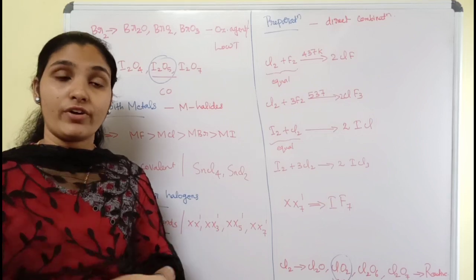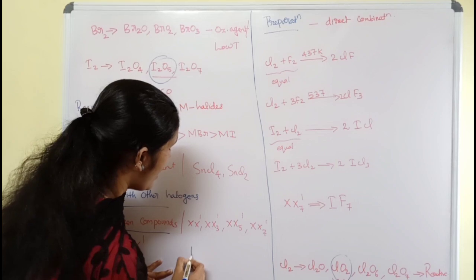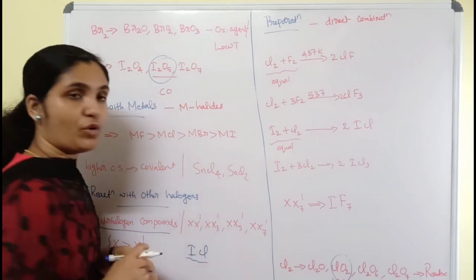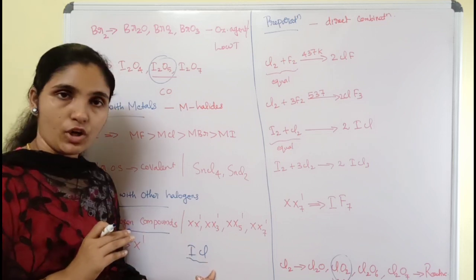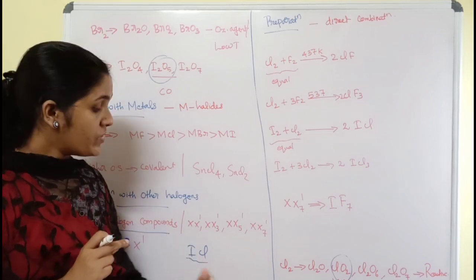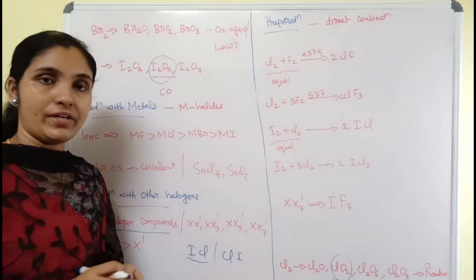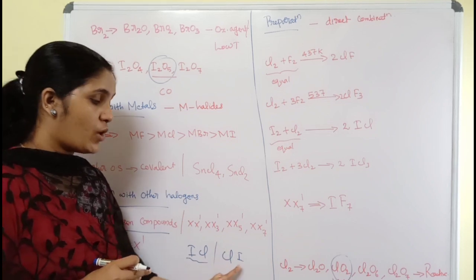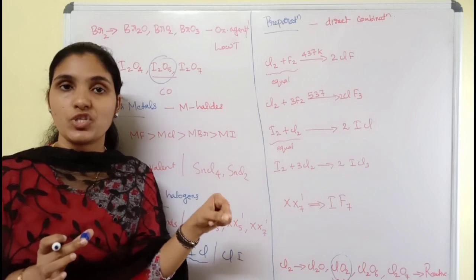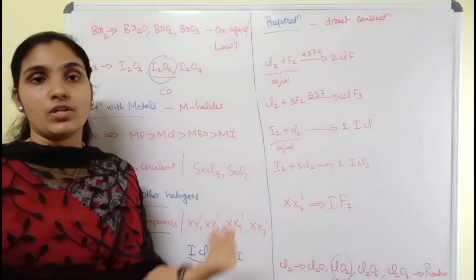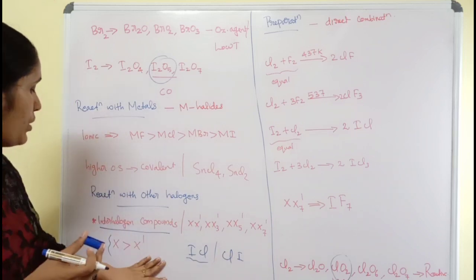If a halide XX' is formed, for example, we can consider ICl. ICl is an example of an interhalogen compound where the radius of iodine is greater than chlorine. That's why this compound exists. Instead of this, we can't write it as ClI, because Cl is smaller than iodine. So in an interhalogen compound, the size of X should be greater than X'. Otherwise, the compound does not exist. Okay. So note down that thing.